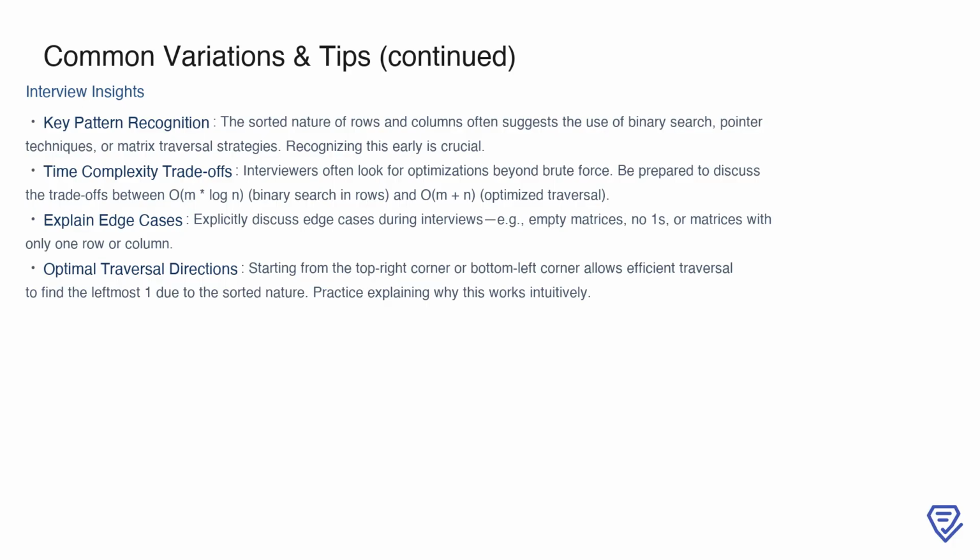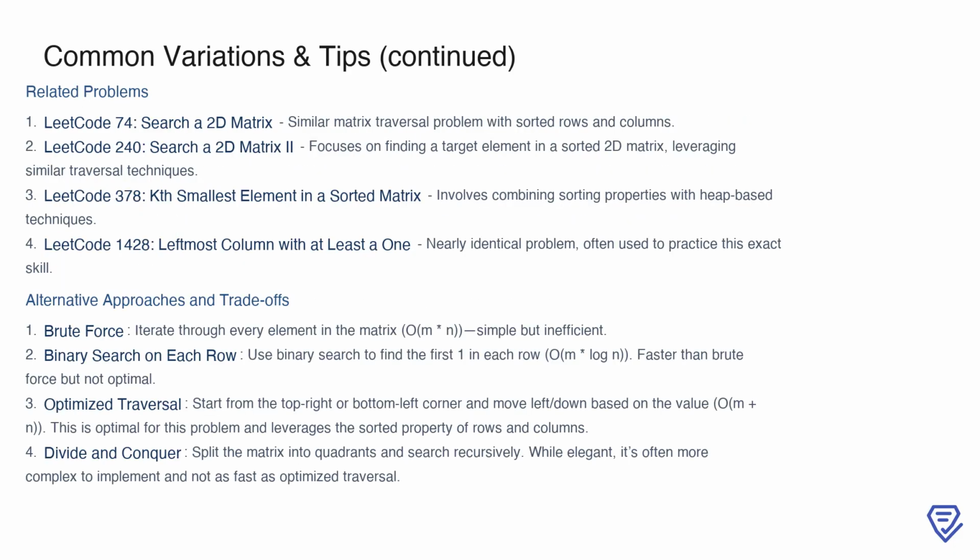Don't forget to explicitly discuss edge cases during the interview. For instance, be prepared to explain how you'd handle empty matrices, matrices with no ones, or those with only one row or column. Finally, practice explaining optimal traversal strategies, such as starting from the top right or bottom left corner. This approach works well because the sorted structure of rows and columns allows you to eliminate parts of the matrix as you traverse.